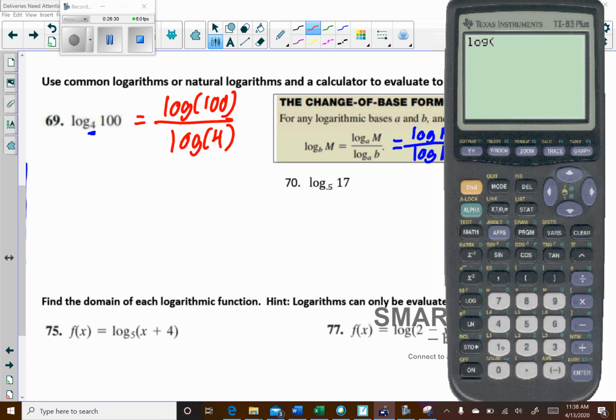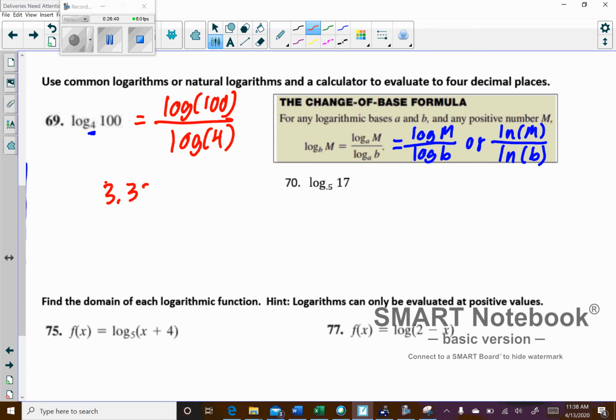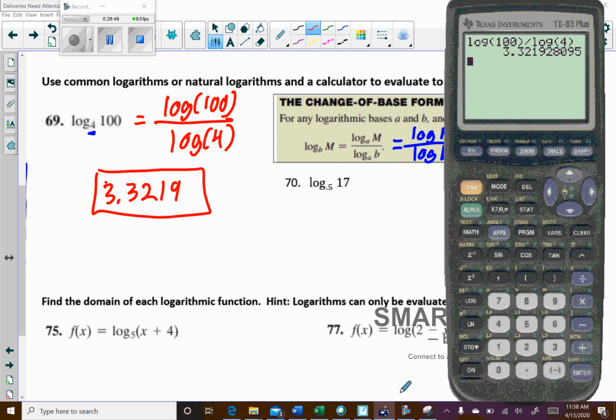So let's see, log of 100 divided by log of 4. There we go. Sorry about that. Okay, 3.3219. I'm sure I was confusing many of y'all. Okay, and so then once again, just to prove to you that that's correct, we're going to go 4 raised to the power of 3.3219. And we'll see that it'll be really close to 100. 99.996. So once again, we're coming up with estimates, right? Okay, sorry about that. My bad.